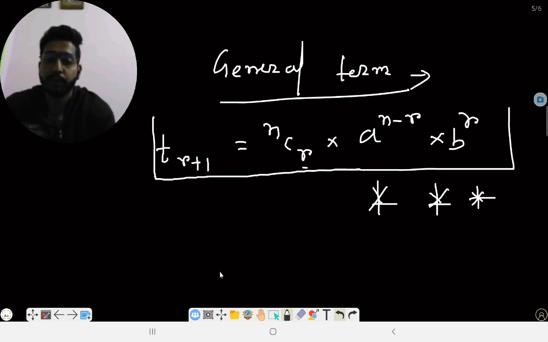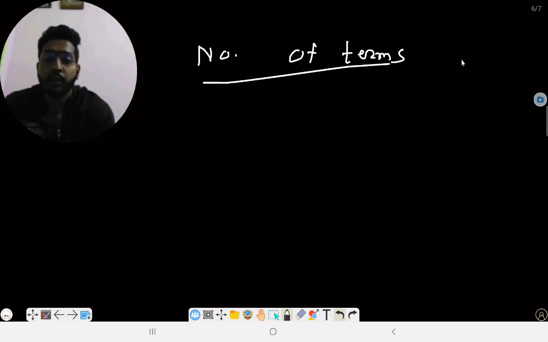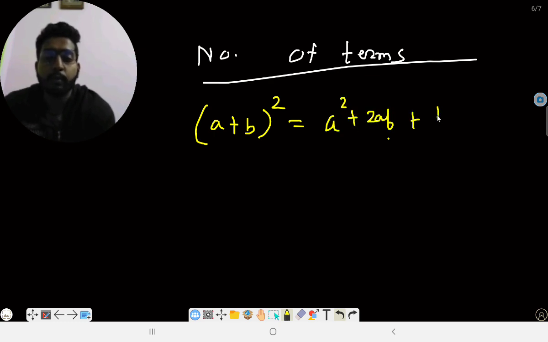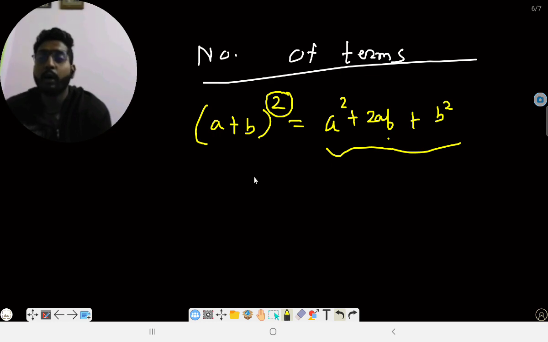Okay, now next is the number of terms. How to find the number of terms in a binomial? If you know the pattern properly, you can easily find how many terms will be there in a binomial. Suppose this is (a plus b) whole square. If I expand this one, how many terms will I get? I will get a square plus 2ab plus b square. So how many terms are there? There are 3 terms.